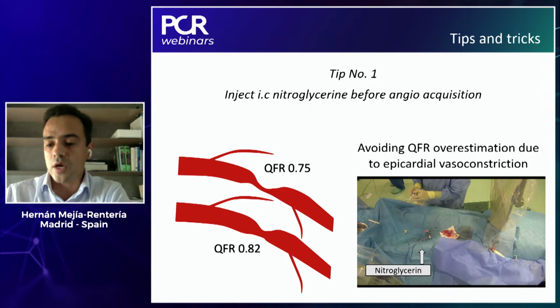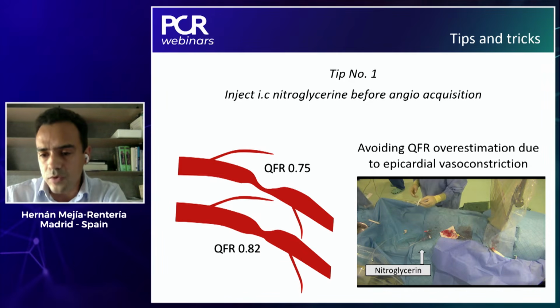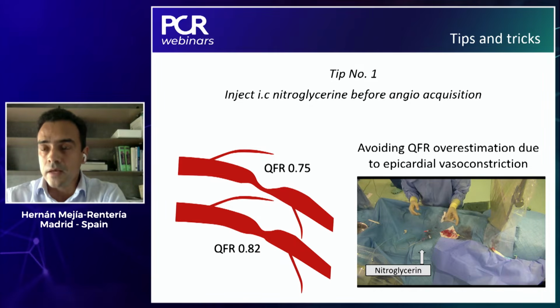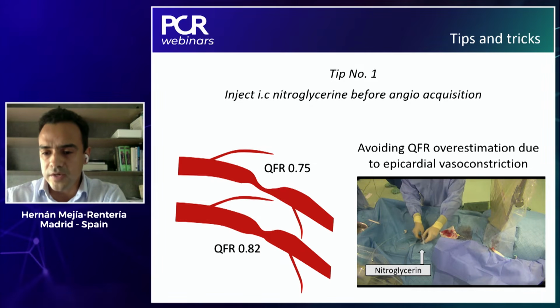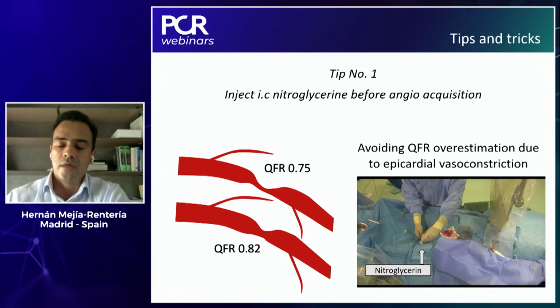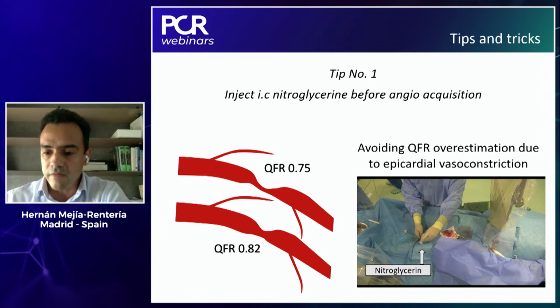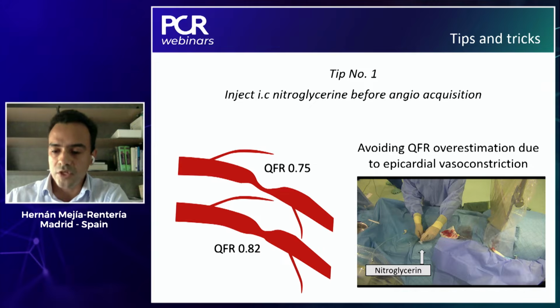So let's see some tips and tricks that I want to share with you and that are very important to perform an accurate calculation of QFR. First, before acquiring the first QFR dedicated angiography, it is very important to give intracoronary nitro to avoid any QFR overestimation. The principle is the same as when you are doing invasive FFR measurement. We need to control the epicardial vascular tone to eliminate any potential vasoconstriction that could overestimate the QFR severity. Therefore, whenever possible and the patient's hemodynamic condition allows, inject intracoronary nitro before the first QFR dedicated angiography.